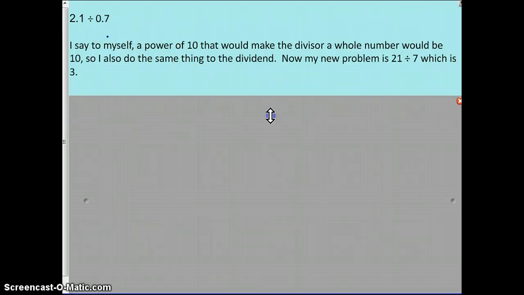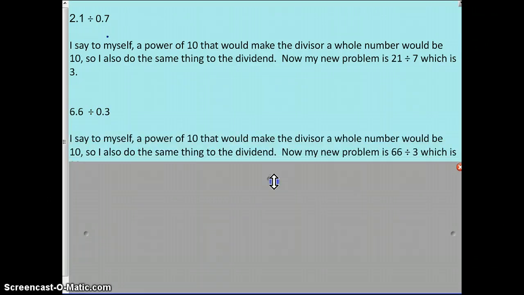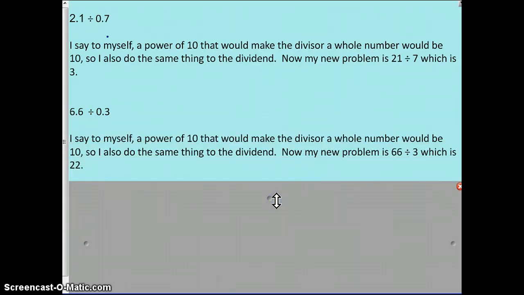Okay, last problem. We have 6 and 6/10 divided by 3/10. Well, once again, there's one number behind the decimal, so I multiply by 10 and I get 66. I multiply this by 10 and I get 3, so 66 divided by 3. And it's 22.